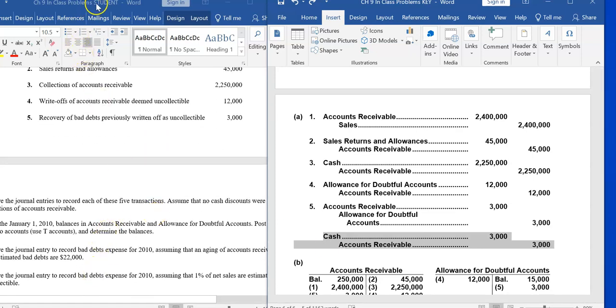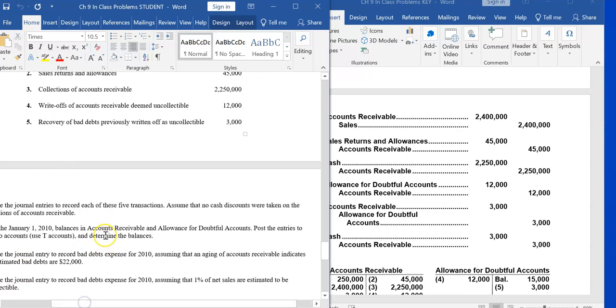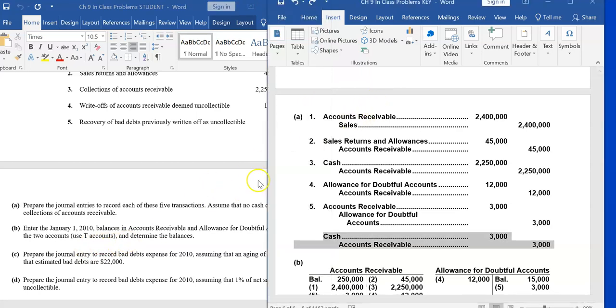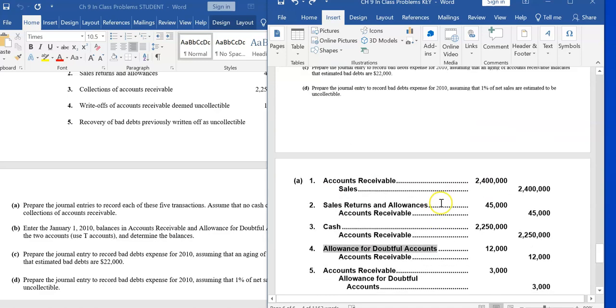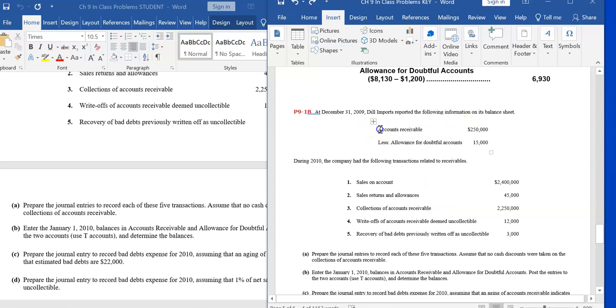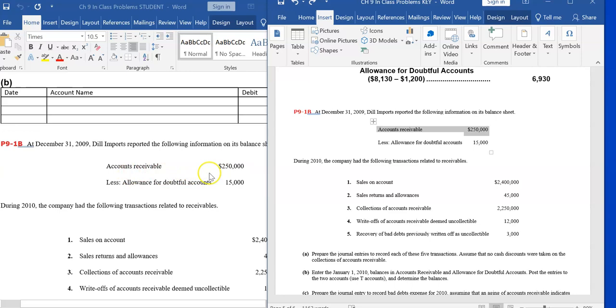All right, the next thing they want us to do is to start with the beginning balances for accounts receivable and the allowance account and post the entries to the 2 accounts using T accounts. We're only going to be working with the accounts receivable account and the allowance for doubtful accounts. We're going to ignore the other accounts in these transactions. We're just focusing on those 2. So let's go back up here. Accounts receivable started with a balance of $250,000.